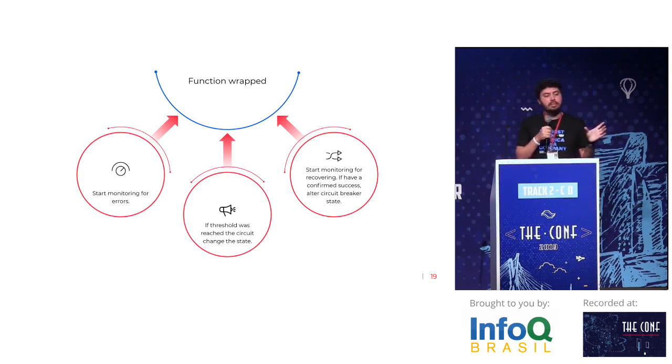Threshold is the max number of errors in our window time. I will show some configurations with a circuit breaker. So remember this, a threshold is a max error number in our window time. So if my circuit breaker is in an open stage, I will start monitoring again, looking for some success confirmation. If I get a success confirmation, I will alter the stage of the circuit breaker to the previous stage.